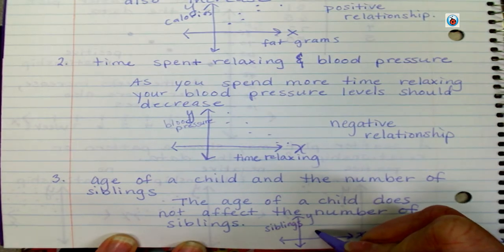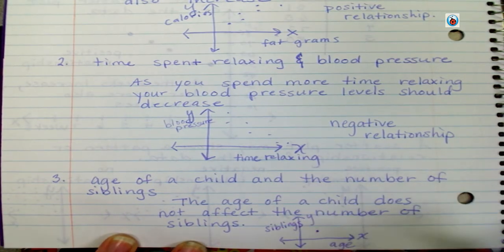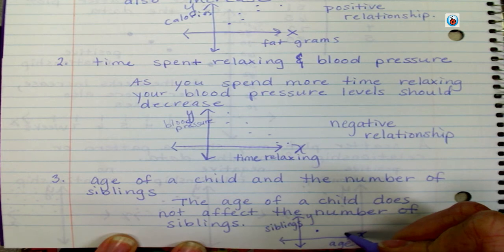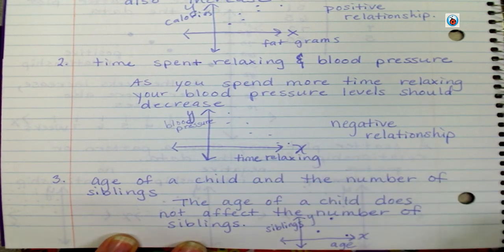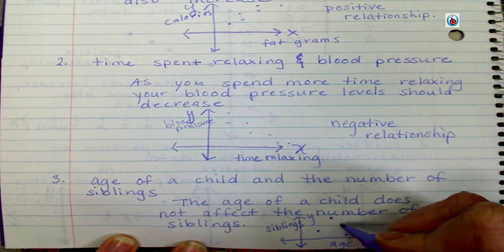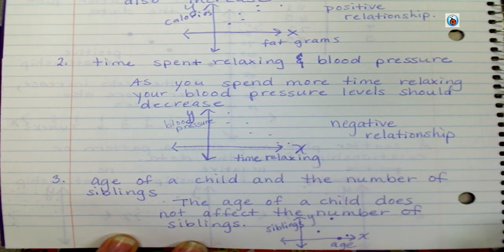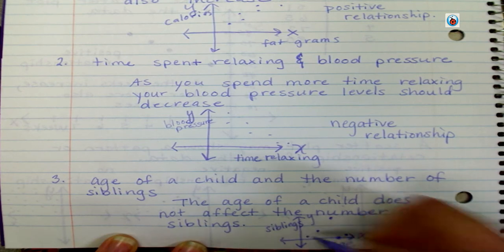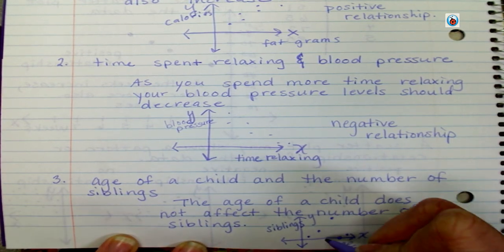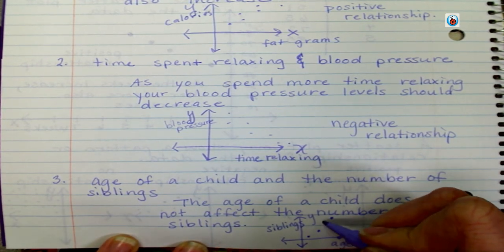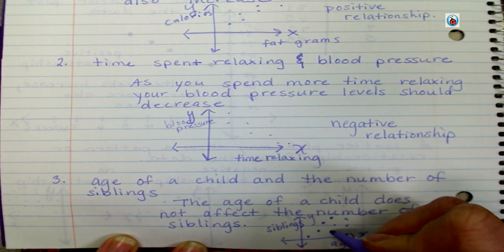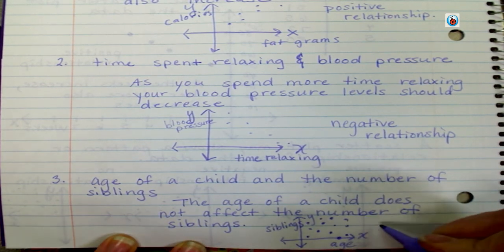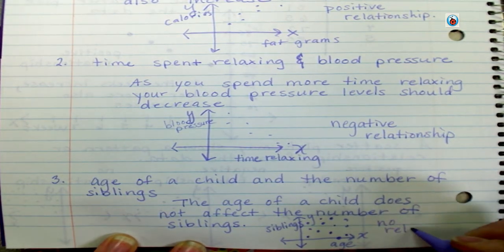Child could be, let's say this is 3 years old and have 2 siblings. A child could be 10 years old and have 1 sibling. A child could be 7 years old and have 5 siblings. Or 8 years old and have no siblings. Or 1 year old and have 1 sibling. Or 4 years old and have 6 siblings. It could be any combination. Your age does not necessarily affect the number of siblings that you have. So there would be no relationship.